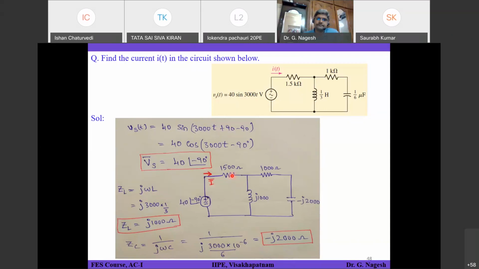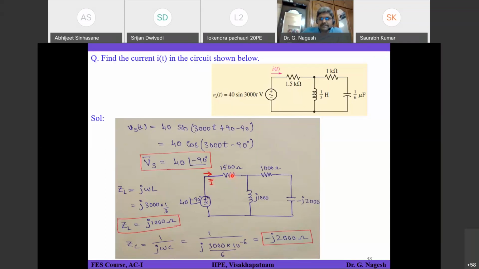Sir, 1500 ohm plus 1000 j. 1500 ohm plus 1000 j. Yes, sir, 1.5 ohm, 1.5 j plus 0.5. You are saying current or impedance? Sir, Z. Okay, so two people have got different answers.